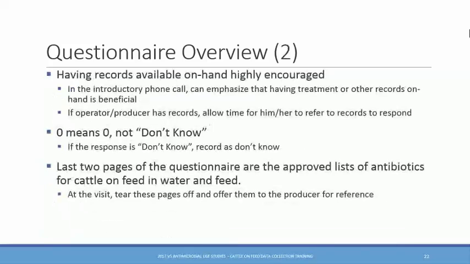Going on now, having records available on hand is highly encouraged for the producer. In the phone call where you're introducing yourself and setting up the visit, you can emphasize that having those treatment or other records on hand will be beneficial. It will give you more time at the visit to record actual data. If the producer has the records in hand, if you can allow time for him or her to refer to those records to respond, that would be great.